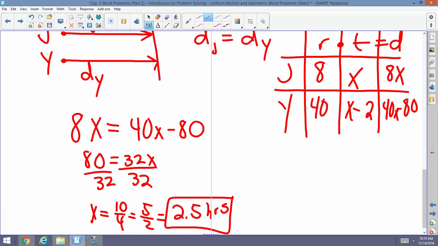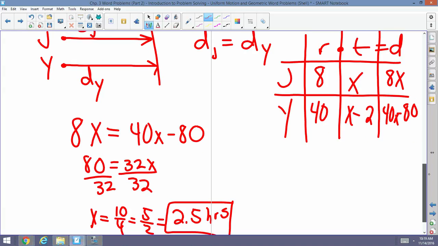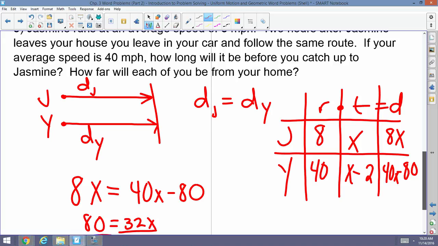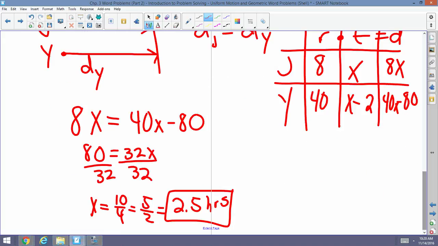Does this make sense, guys? So how long does she travel for at the end? Because it asks, how long will it be before you catch up to Jasmine? And then, how far will each of you be from your home? So, how long will you be traveling for? Jasmine, travel for how long? 2.5 hours. How long did you travel for? Half an hour.